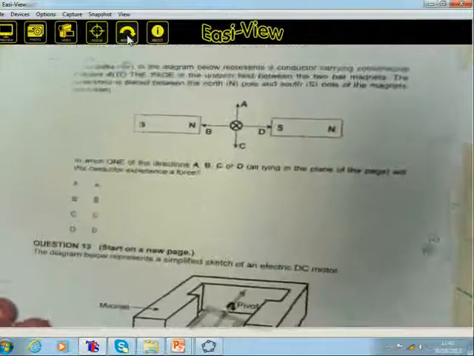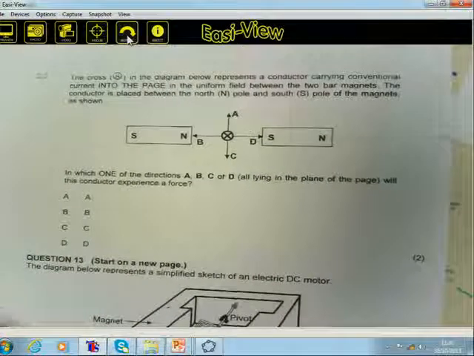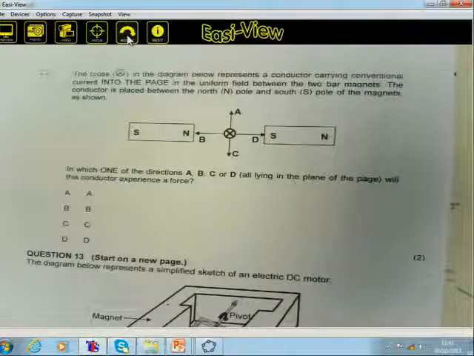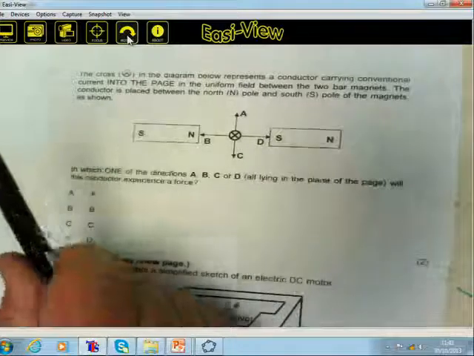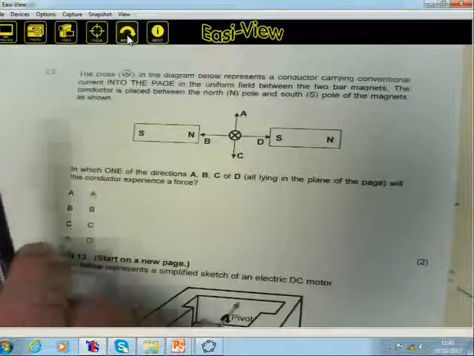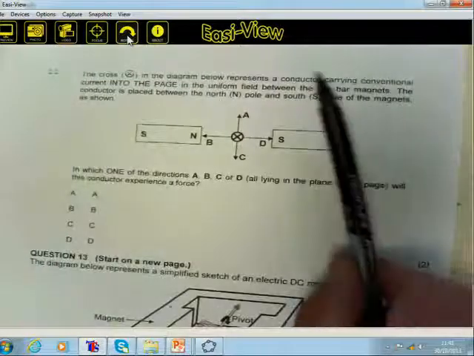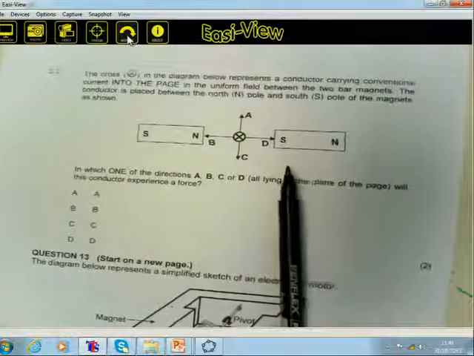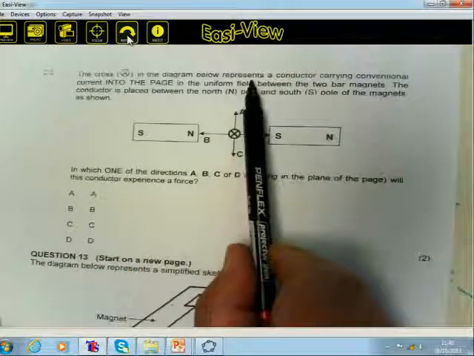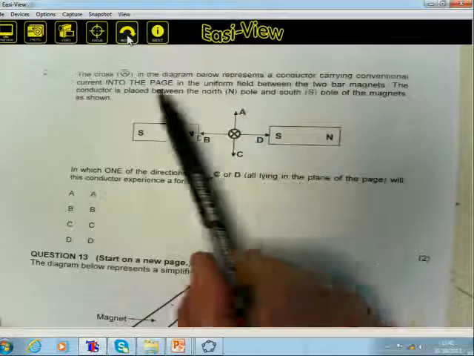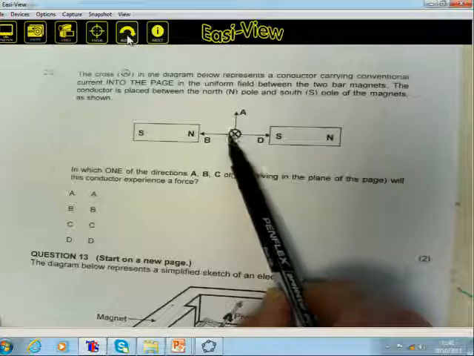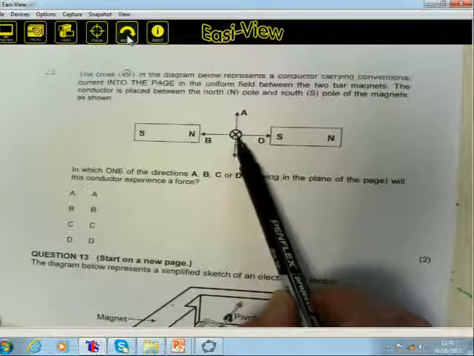And here's an example, again, of the typical multiple choice question on electrical motors and generators. You will see, I think, in the last 4 or 5 years, 3 out of 5 times, such a type of question was asked in the multiple choice questions. The cross in the diagram below represents a conductor carrying conventional current into the page. In fact, they help you by telling you that, because you're supposed to know it yourself.